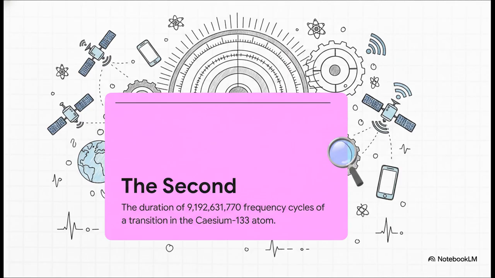And what about time? Get ready for this. A modern second is defined by the wobble of a cesium atom. We're talking about counting over 9 billion little energy wiggles inside that atom just to mark off a single second. It's this incredibly precise, unblinking cosmic heartbeat that makes all our modern tech, from GPS to the internet, even possible.